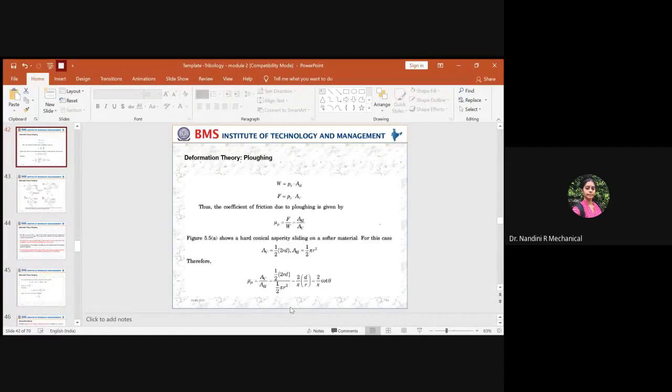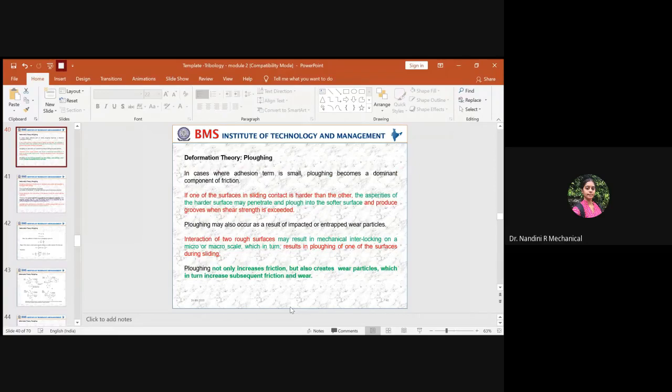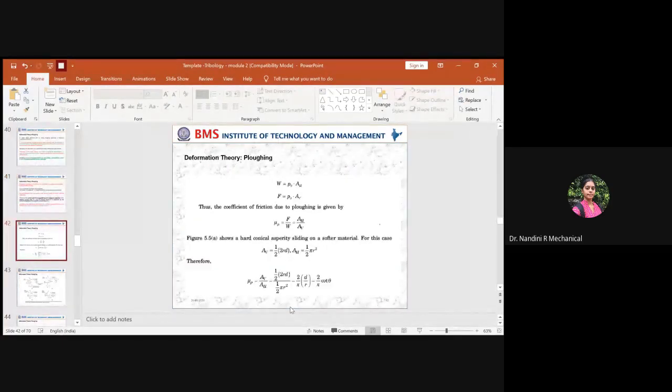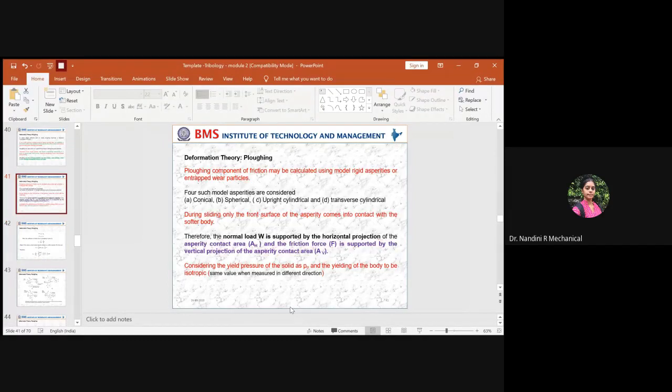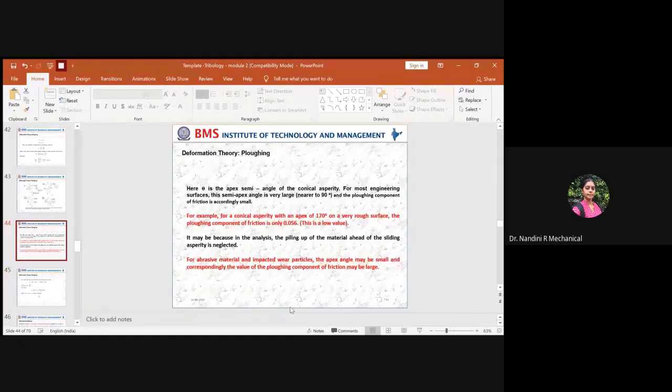With respect to that, we spoke about the plowing, and I also told that plowing comes into picture when you have a very small, negligible amount of adhesion. So when there is no adhesion layer in between the mechanical components, then the plowing will come into picture. With respect to the plowing, we studied 4 models of asperities with respect to the shape, such as conical, spherical, upright and transverse type of cylinder. In that, we derived the coefficient of friction values for 2 models. One is the hard conical asperity model, and the second one was the spherical asperity model.